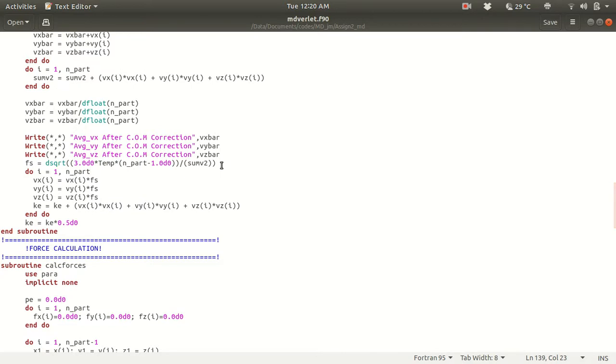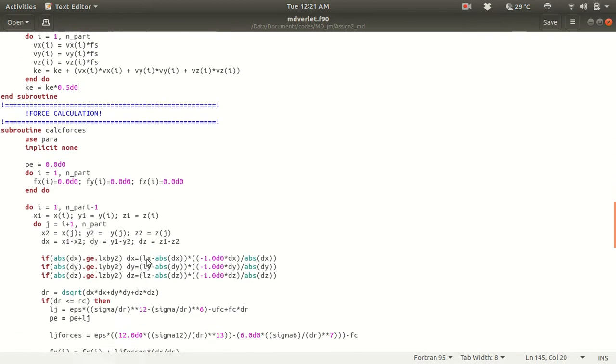So 3 by 2 kT is basically your half m v square, and from that I have derived this relation. So Fs is the factor so that our initial velocities are at that particular temperature, which is 0.728, and then I have multiplied these velocities with this factor so that they are at the same temperature. Then I calculate the initial kinetic energy of the system, which is basically KE is equal to KE star 0.5. KE is basically m v square, and m is basically 1, so it's basically v square, and half m v square is basically the kinetic energy.